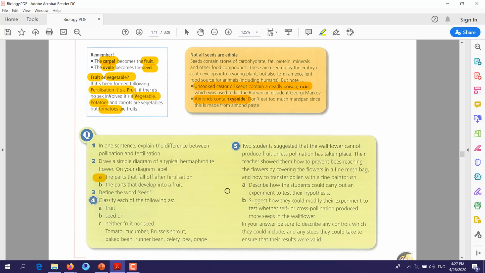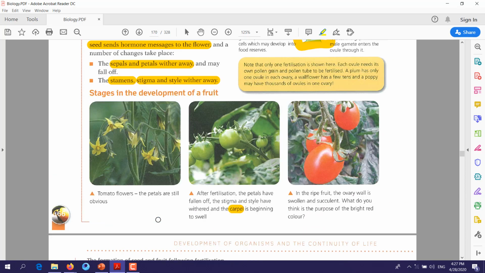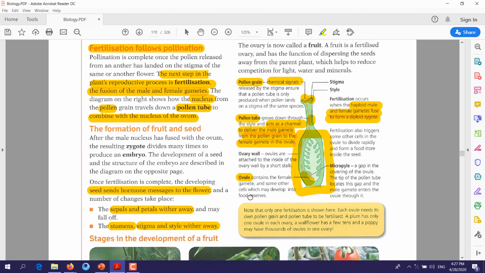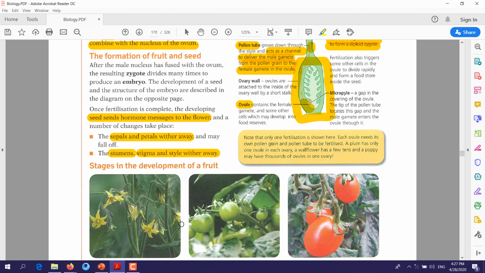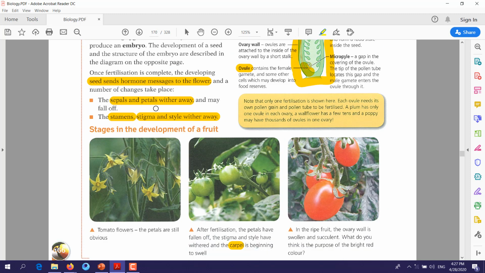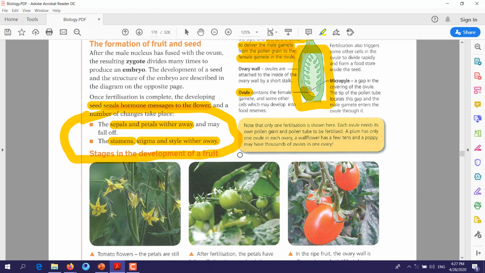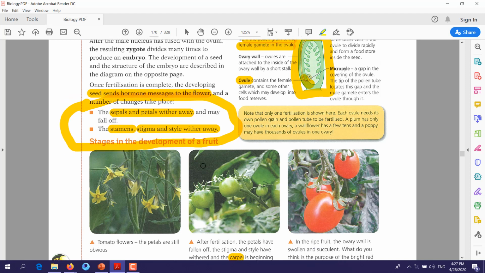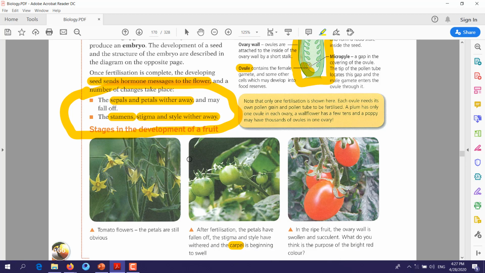fall after fertilization. As we mentioned here, the parts that fall after fertilization: sepal, petal, stamen, stigma, style. Okay, so this is the answer for this question. You will draw a flower, and after that you will mention these parts: sepal, petal, stamen, stigma, and style.